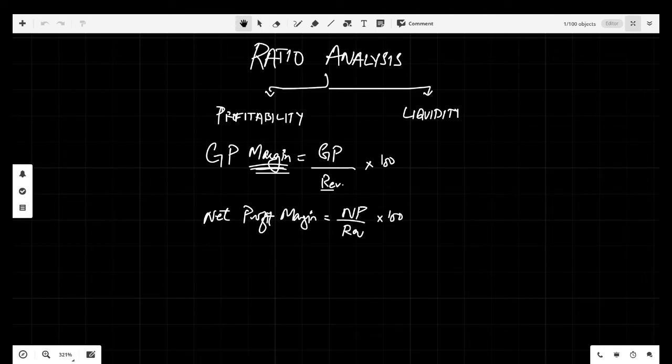Okay, so is that how to calculate net profit margin? What do you need that for? Net profit margin, let's just calculate it first, and then we'll discuss how it would help us. We'll discuss how to interpret this as well.